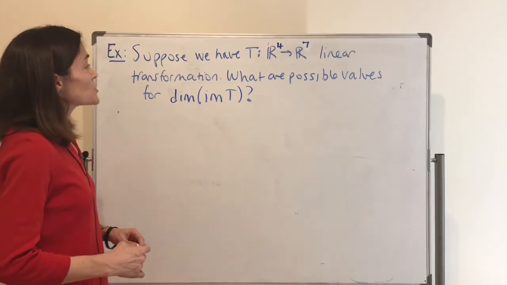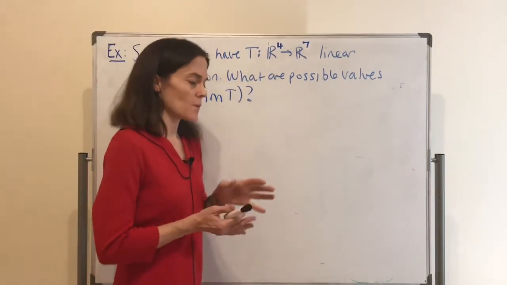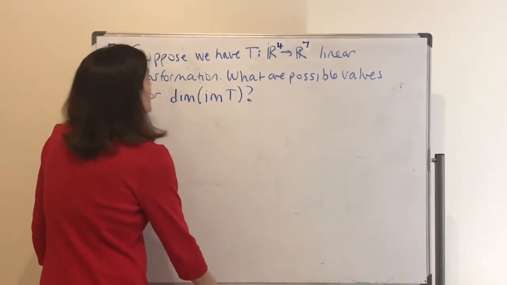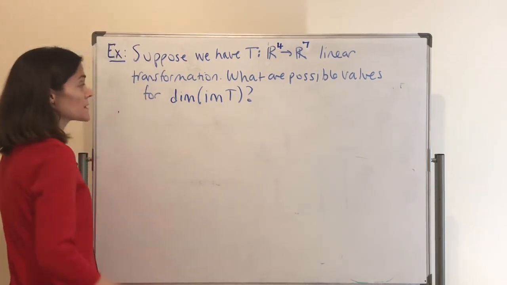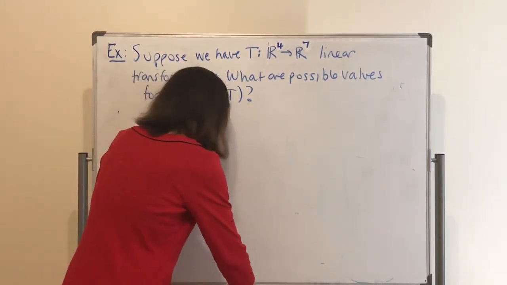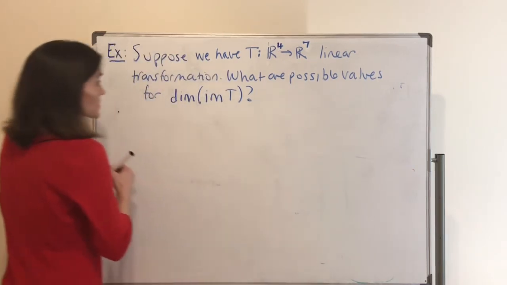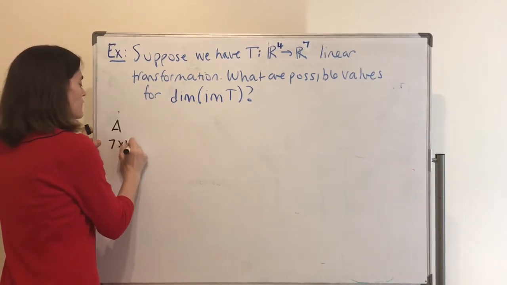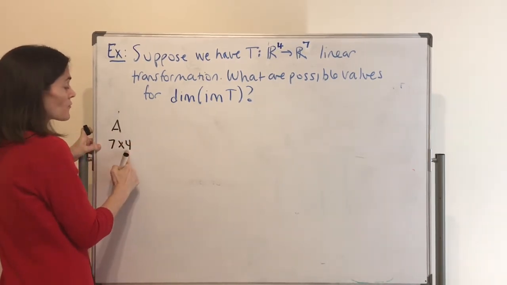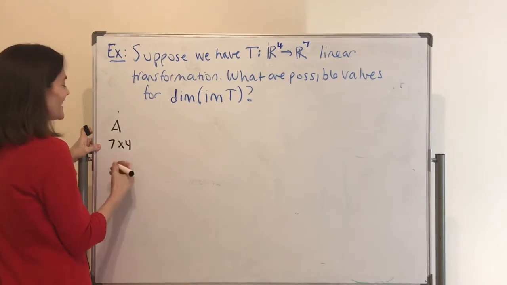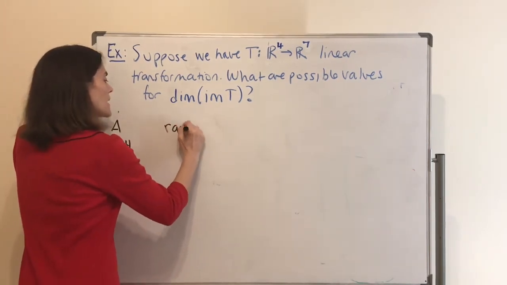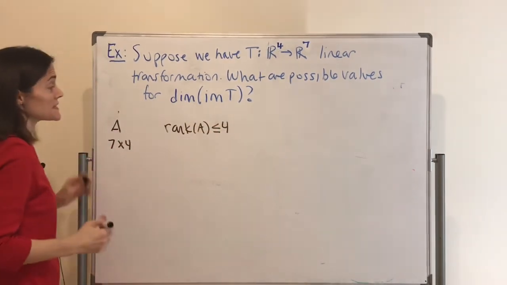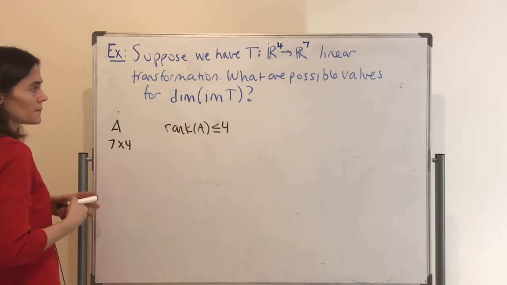In this case, we have a linear transformation. It goes from R4 to R7, so we're mapping into a bigger dimensional space. And we want to know the possible values for the dimension of the image. Okay, well, let's write down the matrix. A here would be 7 by 4, right? It takes in something from R4, it gives you something in R7. And then we know that the rank of A must be less than or equal to 4.